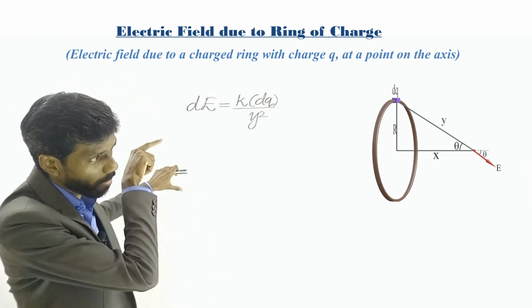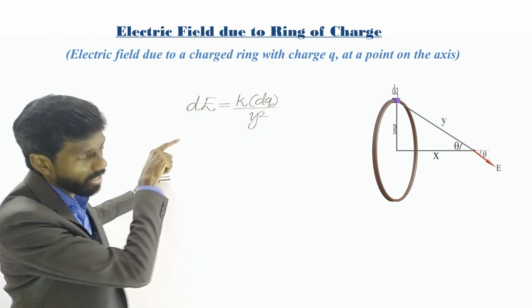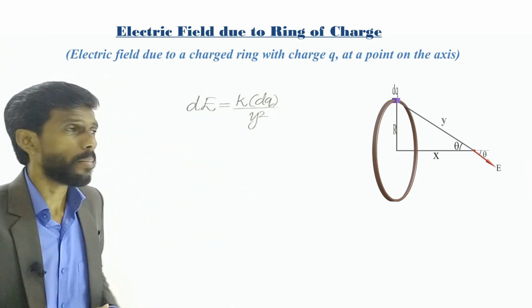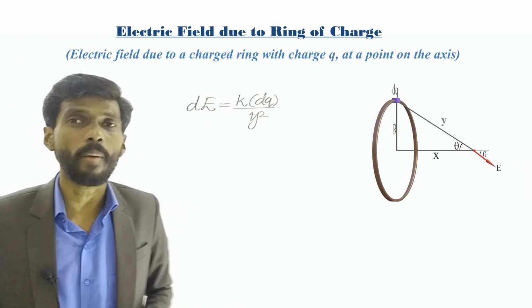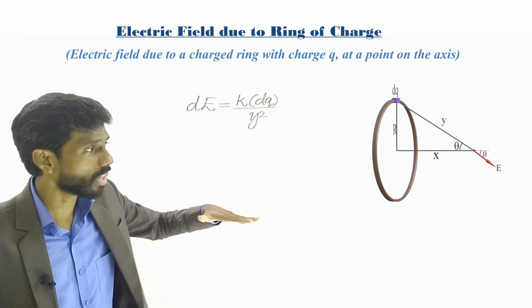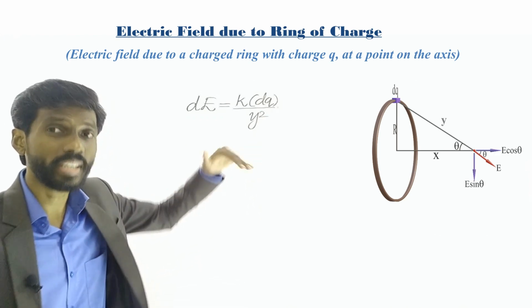Okay, this is only the magnitude, but we also need the vector here, right? We want the vector form because this direction is different. So this E vector makes some angle theta with the horizontal. So we have to write the vector form. But let us avoid using this vector form because this E vector has two components, one in the horizontal direction, one in the vertical downward direction.